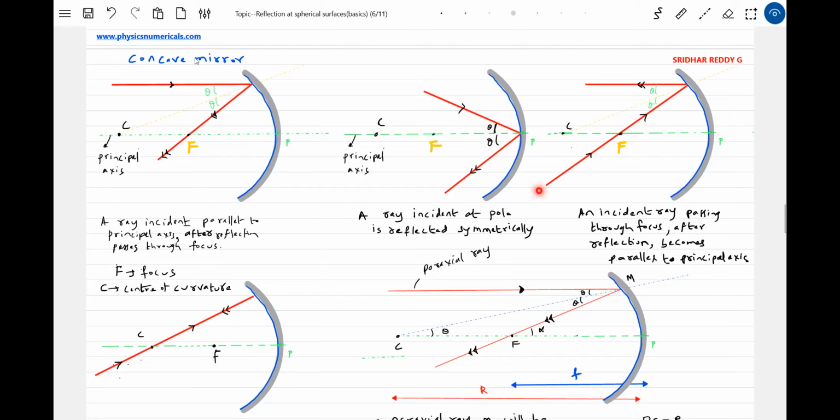Now, similarly, if a ray passes through the focus, after reflection it should become parallel, which is nothing but the principle of reversibility of light. If this is the incident ray, then this will be the reflected ray. If this is the incident ray, then this will be the reflected ray. The similar idea. Now, what is this yellow color? This will become the normal, no? It has to be normal.